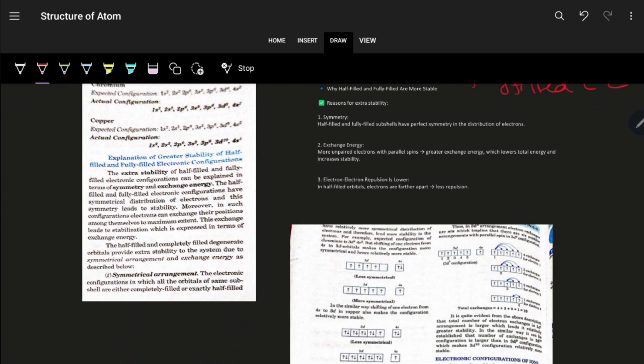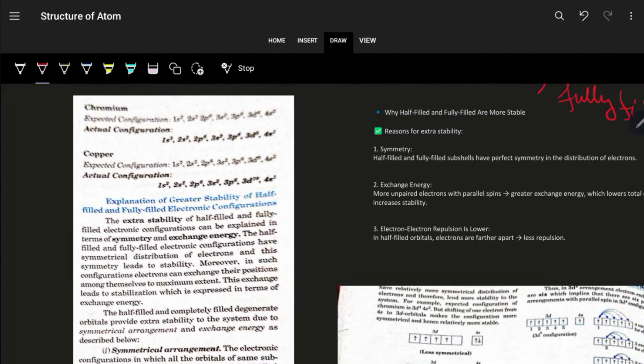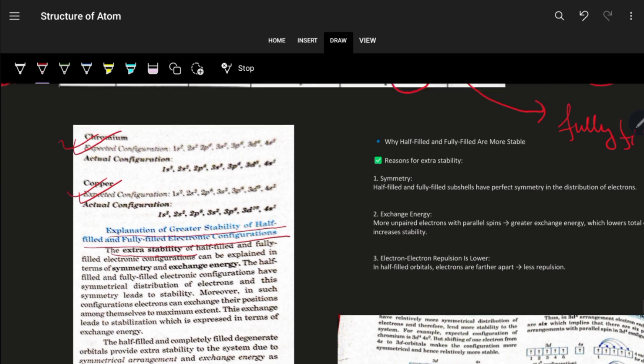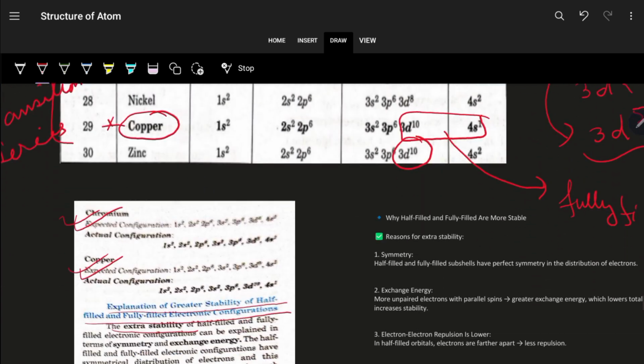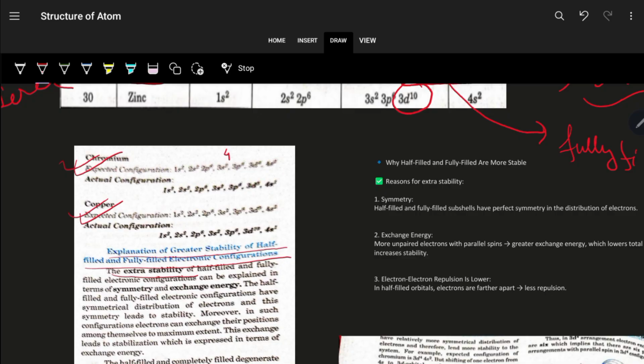Now here again, I want you to read a bit on your own, the explanation of why the half-filled and fully filled configurations are more stable, where extra stability is there. The example was given of chromium, and the example was given of copper. So now the configuration is here. In the case of chromium, we have already seen 4s1 and 3d5. So 4s is occupied first, 4s1, 3d5.